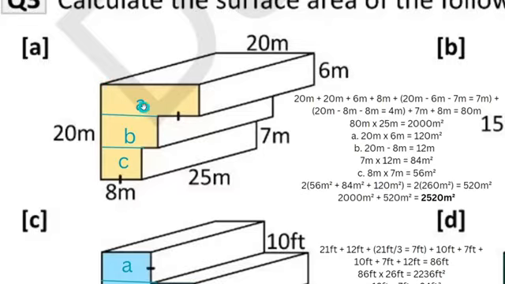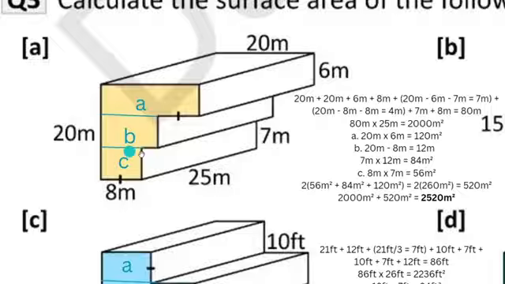To calculate A, we need to take 20m times 6m, which equals 120m squared. And to calculate B, we need to take 20m minus 8m first. That would be 12m, which is the length for here. Then we need to take 7m times 12m, which equals 84m squared.